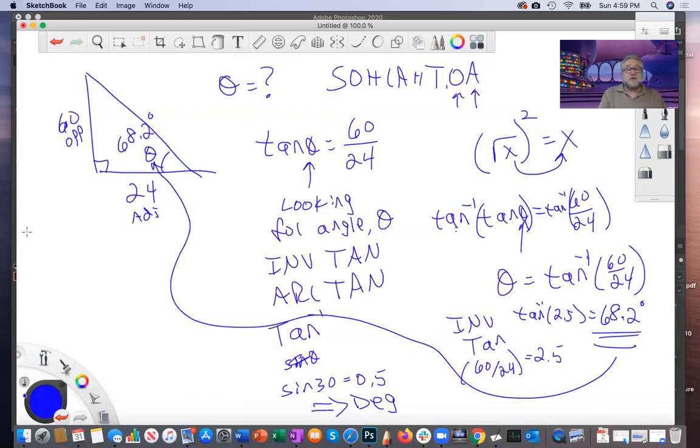I could do sine of 68.2 equals opposite over hypotenuse, and then I could solve for hypotenuse. Or I could do the Pythagorean theorem to find it, one or the other. Use inverse tangent, inverse sine, inverse cosine when you're looking for the angle and you know both sides already. Okay?